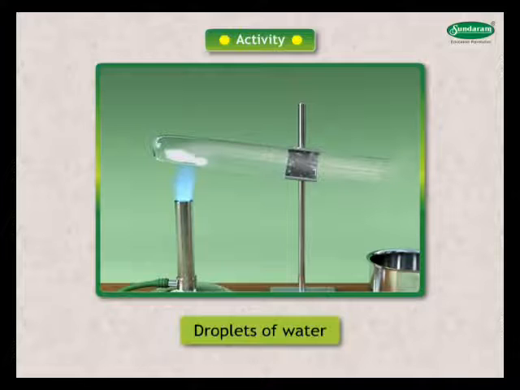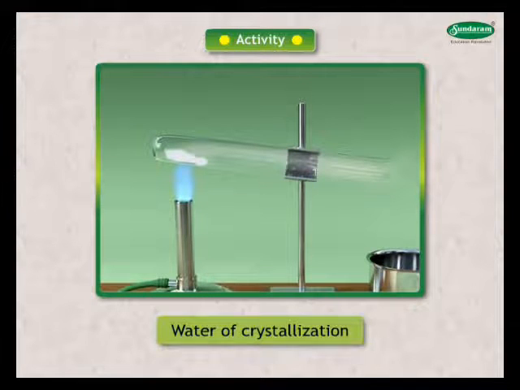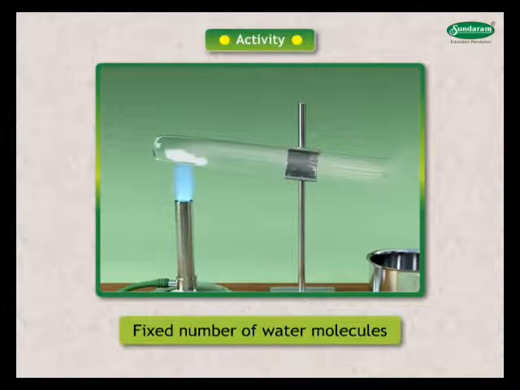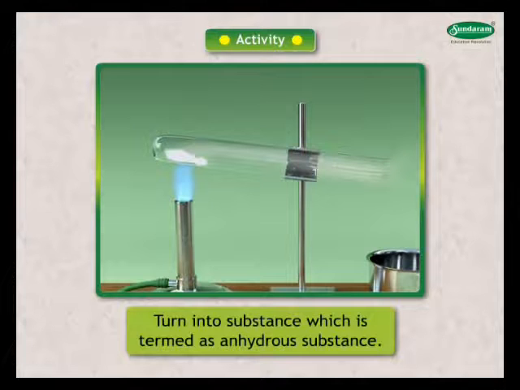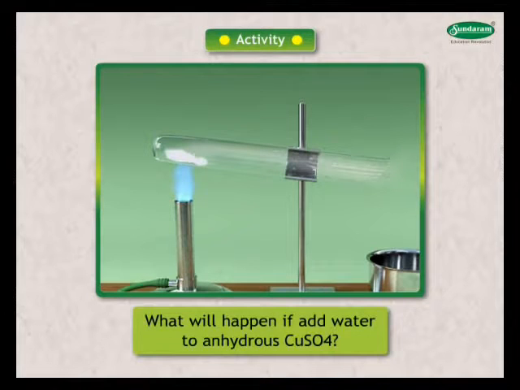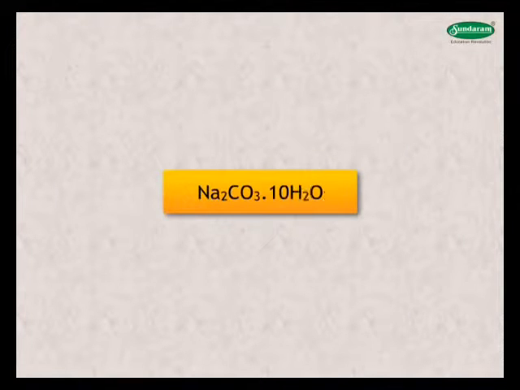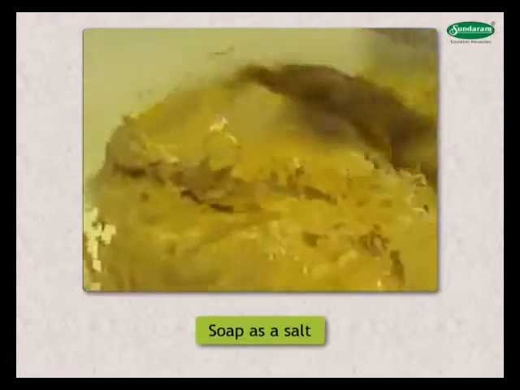The droplets of water you observe on the sides of the test tube are known as water of crystallization. They are the fixed number of water molecules present in the crystal structure. On heating or on exposure to air, salts lose water of crystallization and turn into a substance which is termed anhydrous. What will happen if you add water to anhydrous CuSO4 in the above activity? Now you would be able to understand why we write the formula Na2CO3·10H2O.